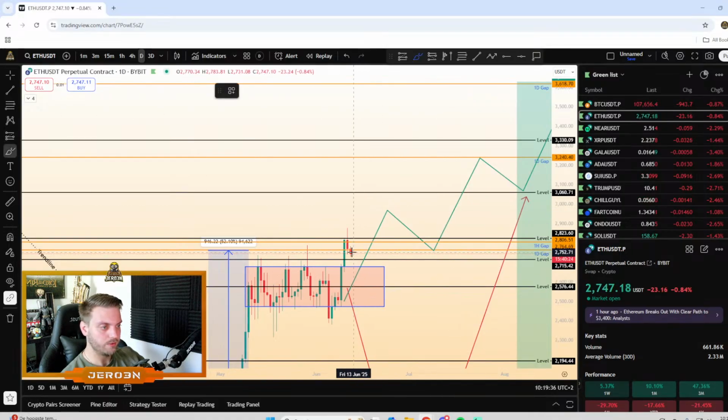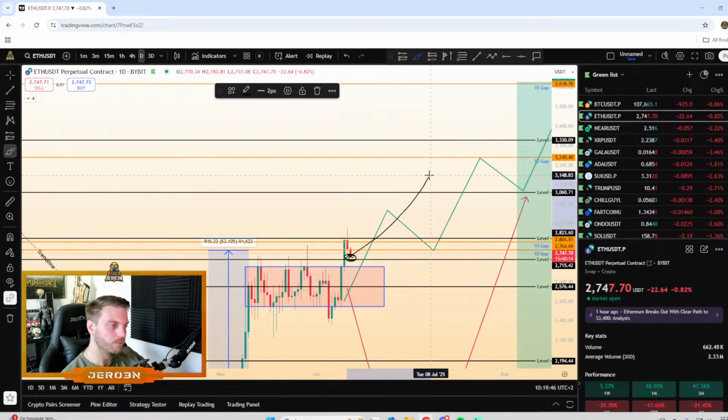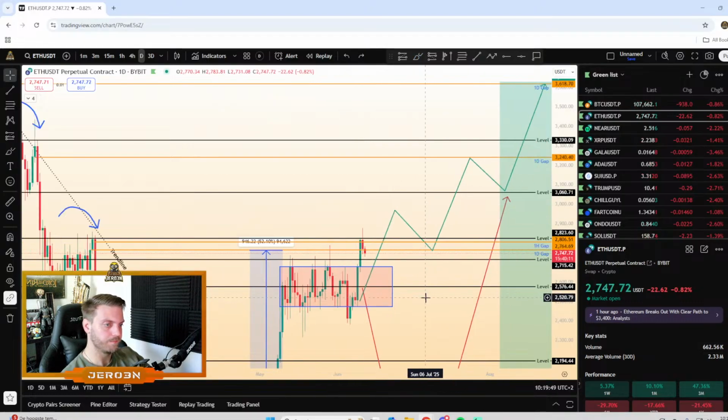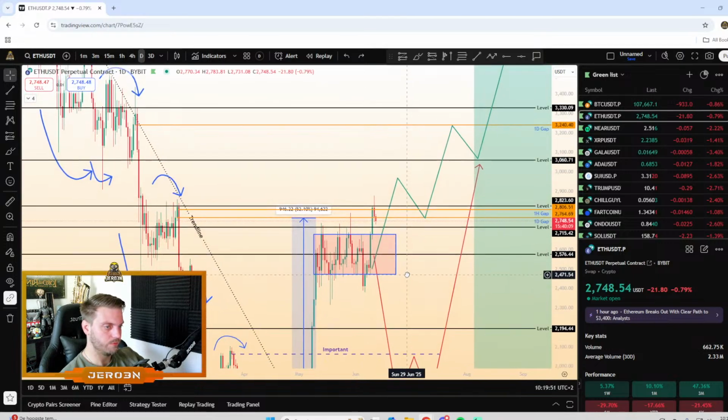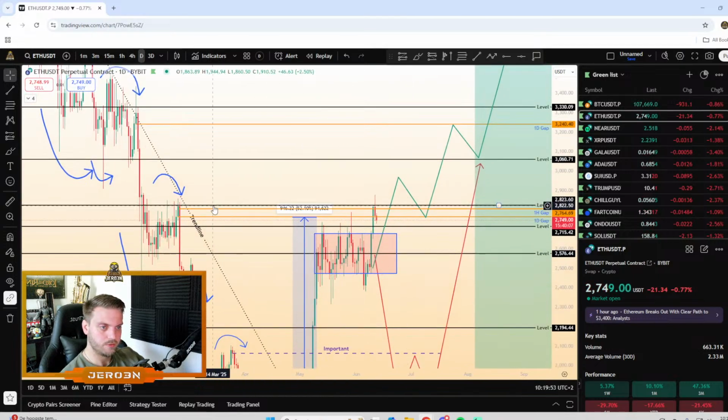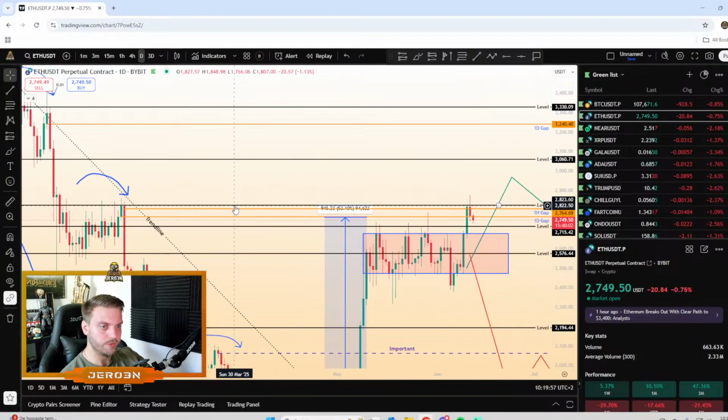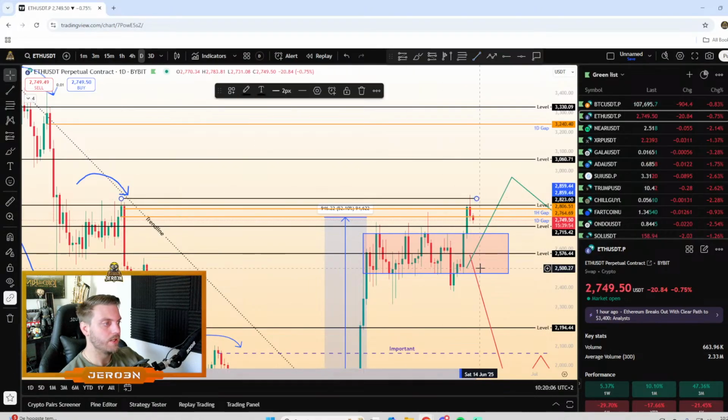Because are we going to get back in the range, or are we going to find the right bounce for continuation up? For now, that's still the question. We did close with a wick, but on the daily we haven't really. However, if I remember correctly, we had an SFP here.